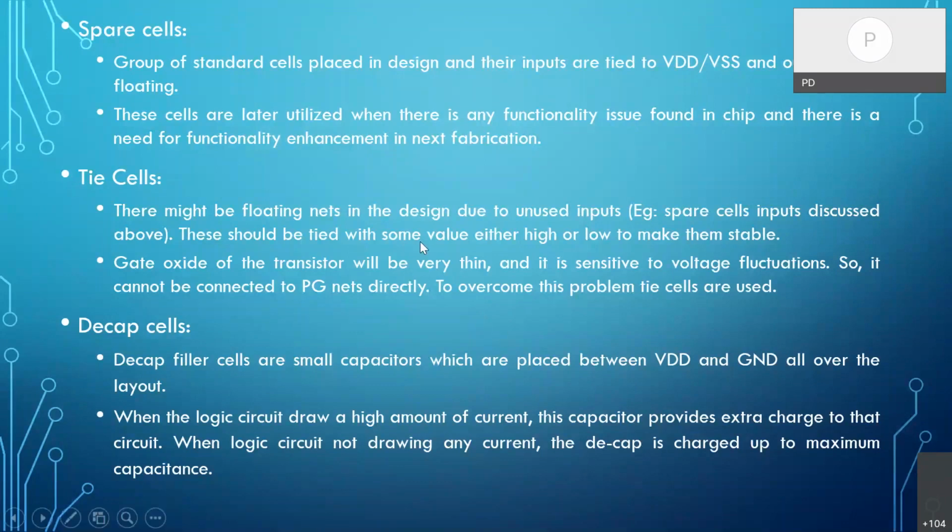And tie cells. Like we said, there will be chances where we need to leave some inputs unused. At that time, we will not connect it directly to the VDD or VSS trap, but we will connect it through this tie cell. Because the gate oxide layers are always very sensitive. They cannot withstand so much voltage fluctuation. So to overcome those issues, we make use of the tie cells.